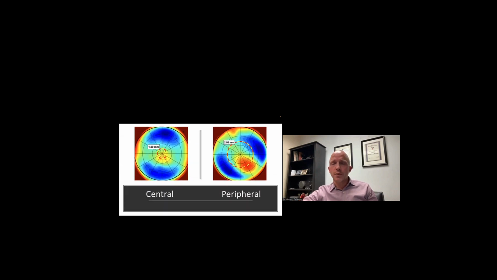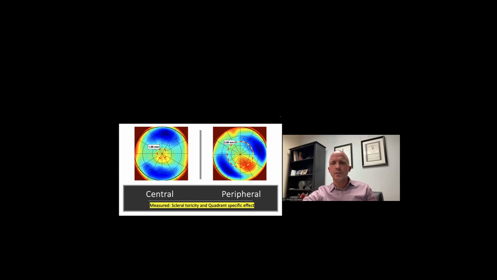And importantly, we subdivided the ectatic group of patients into patients that either had central ectasia or nipple cones, and those patients that presented with peripheral ectasia. And those would be corneal apexes that fell outside a diameter from center of 2.5 millimeters. All of these eyes had measurements taken with corneal scleral topography.